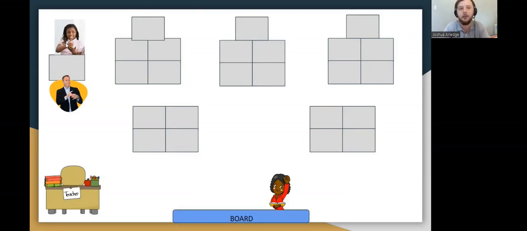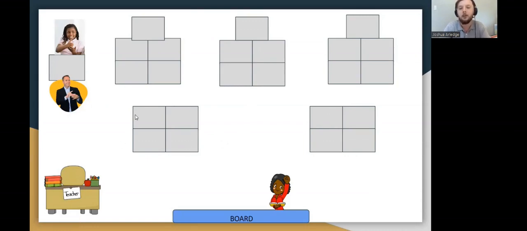Another reason that this is not ideal is because the deaf or hard of hearing student is kind of being off to the side. They're not being included with their peers. And the whole point of having a deaf or hard of hearing student in the general education classroom is inclusion. So this isn't a very inclusive seating arrangement.